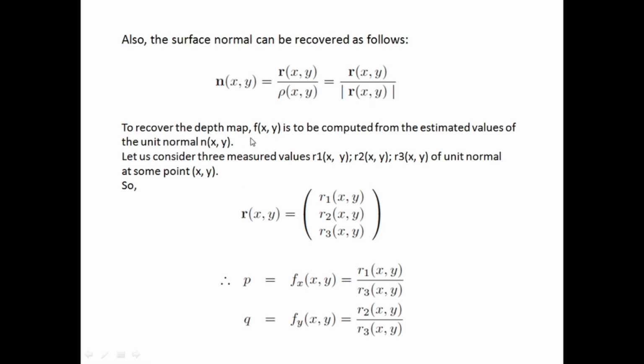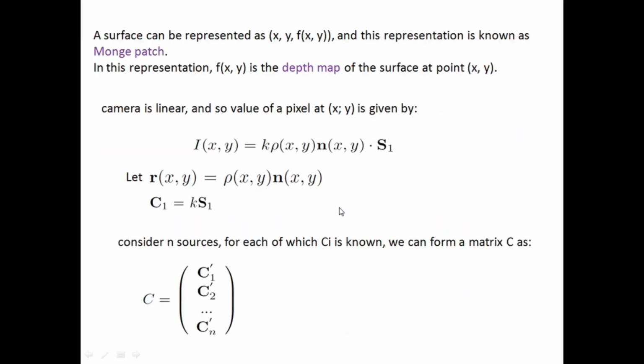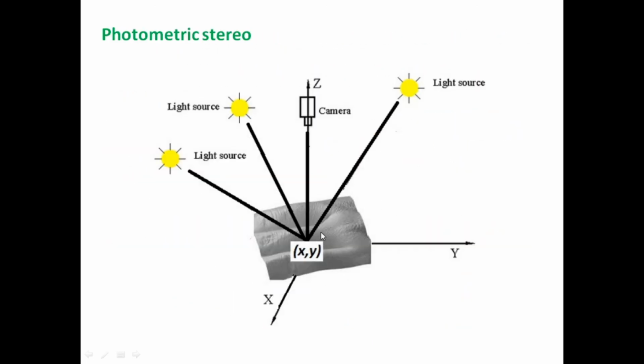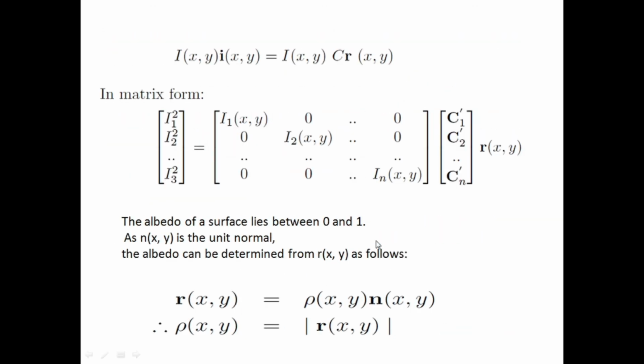So to recover the depth map, that is f of x comma y, is to be computed, right? Now how can it be computed? The depth map will have a valley, one high, one lower. So the structure of this shape can be found only if I know the normal vectors at each and every point.